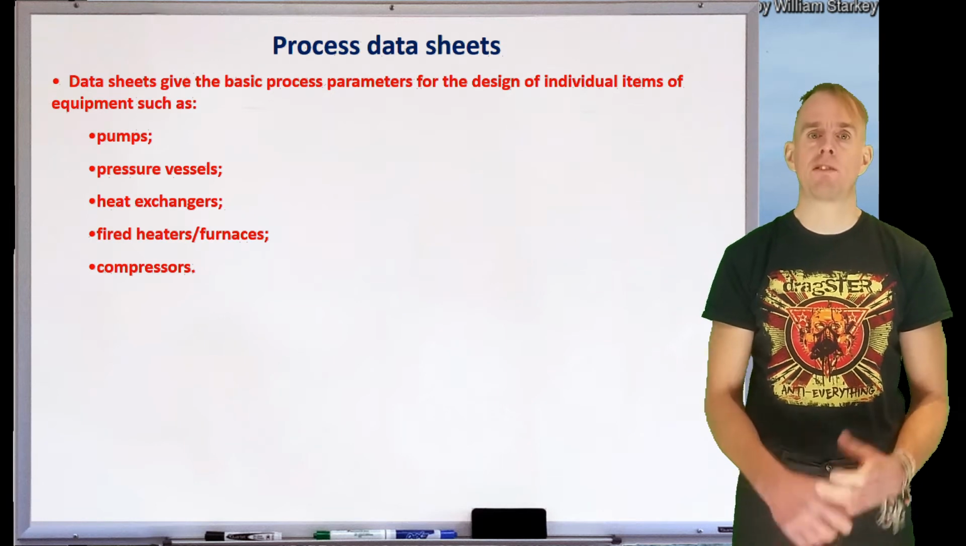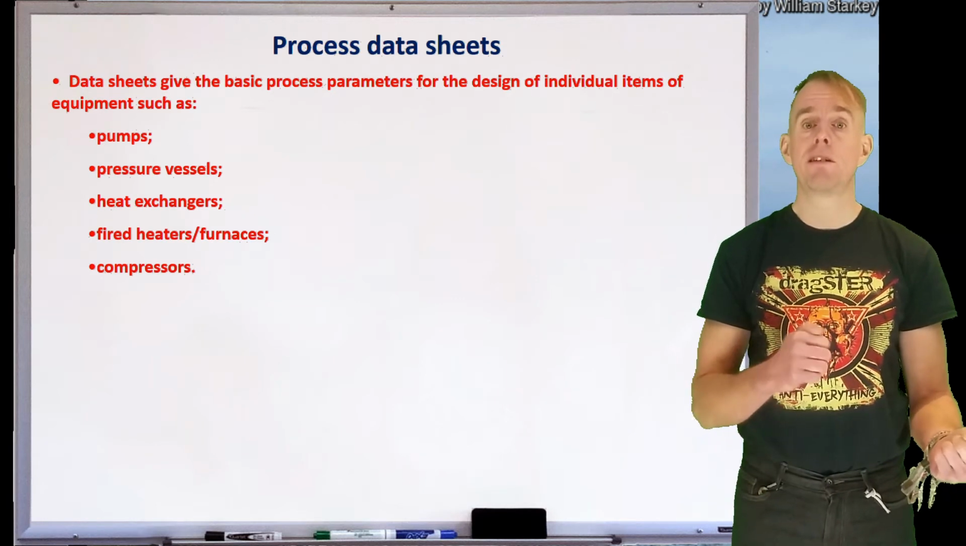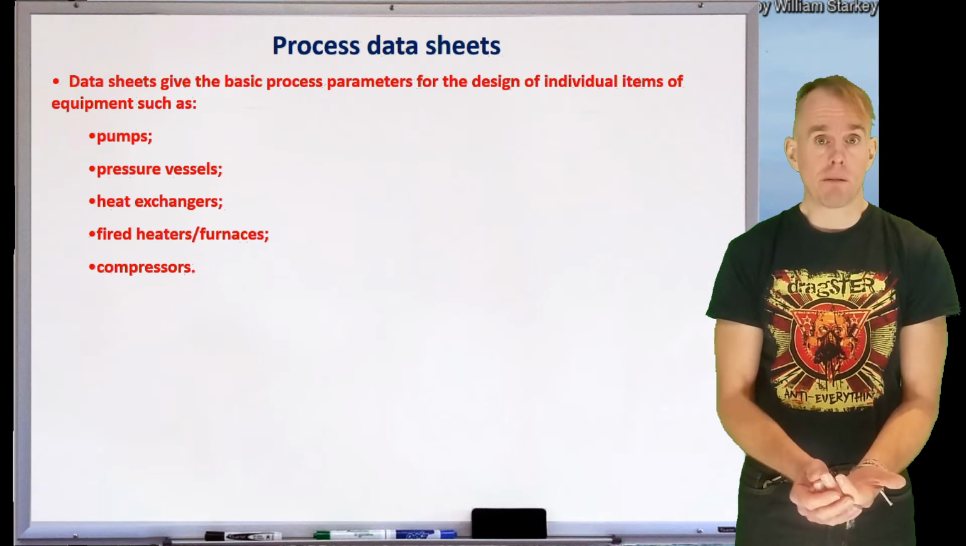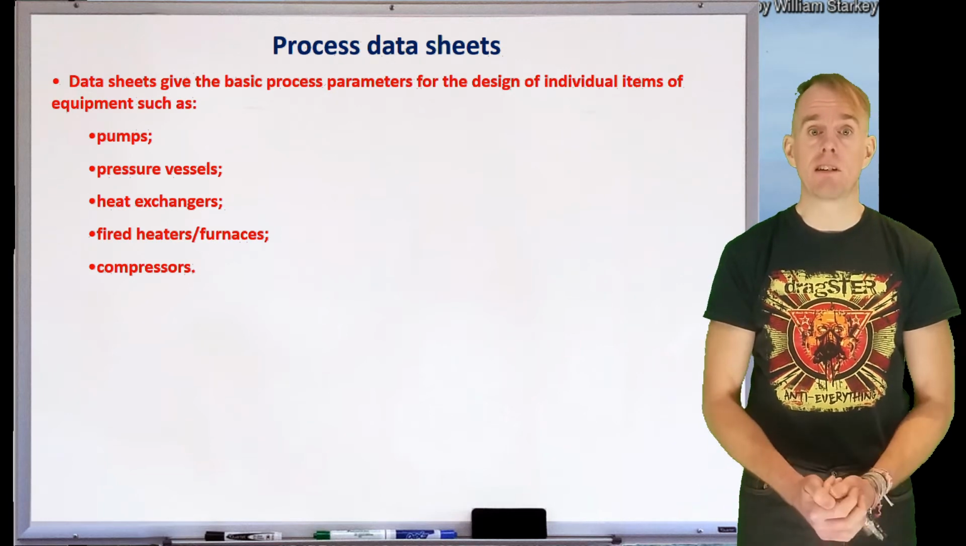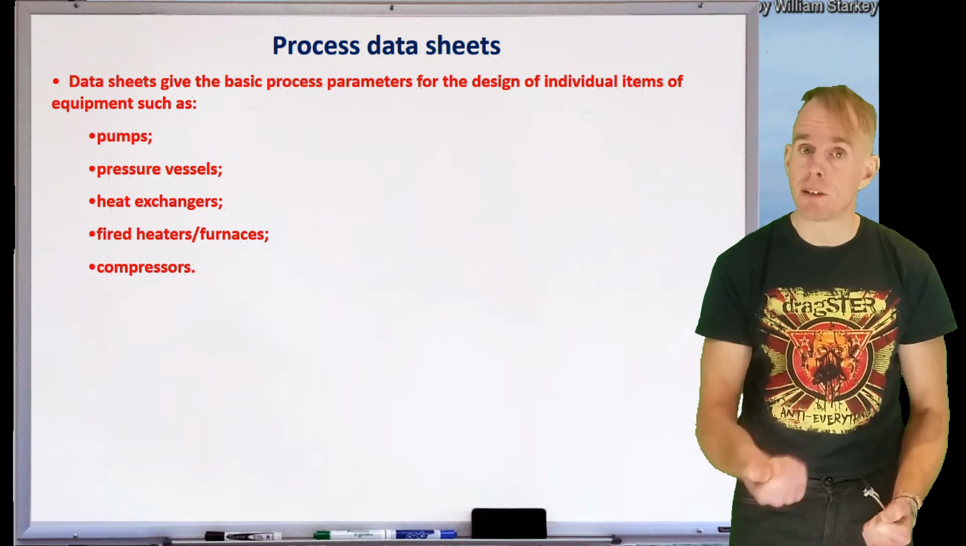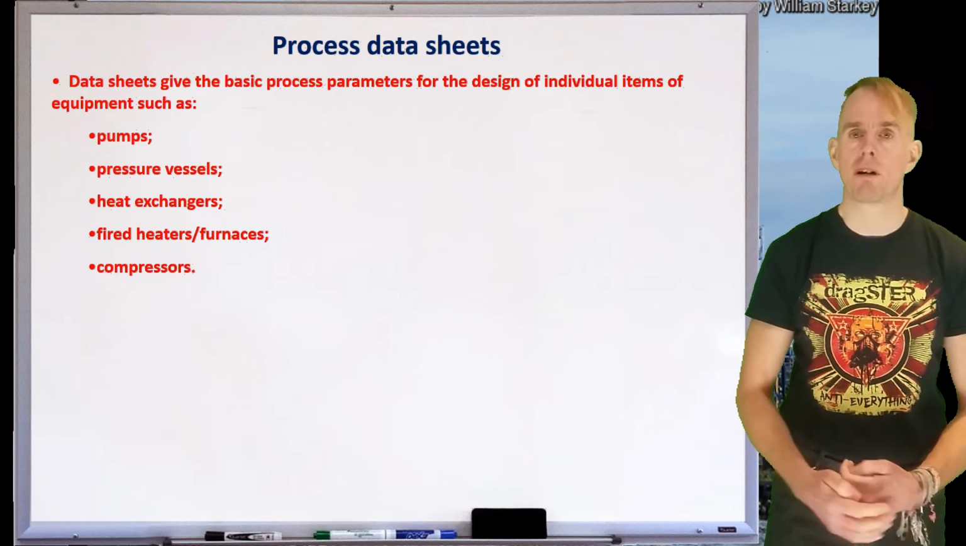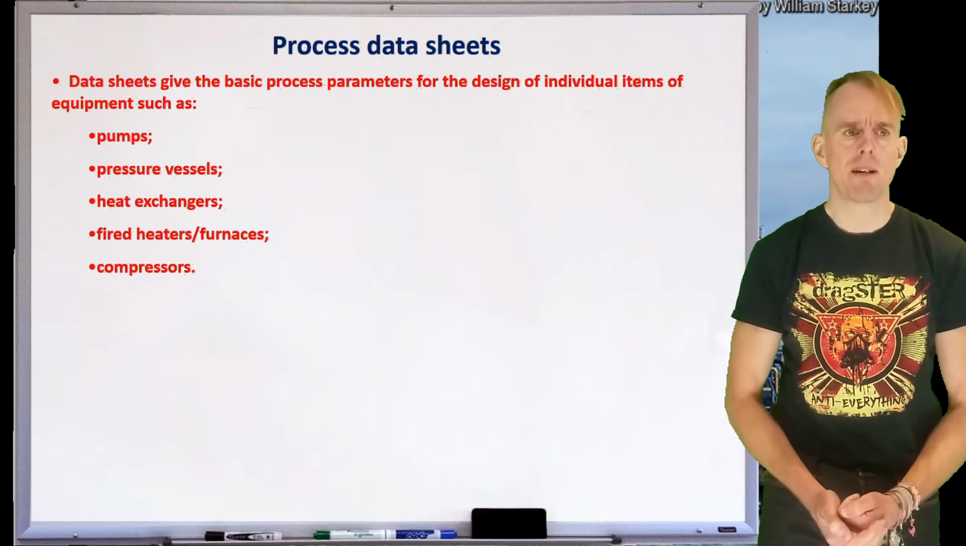For items such as distillation columns, you might need to use more than one datasheet. You'll have a datasheet concerning the pressure vessel, which is the external casing, if you like, of the column, and then a separate datasheet for the internals. So you can then specify your packing or the number of trays and so on and so forth.